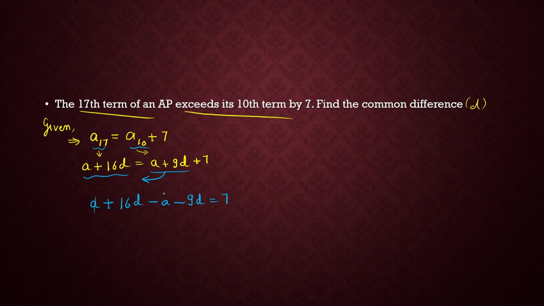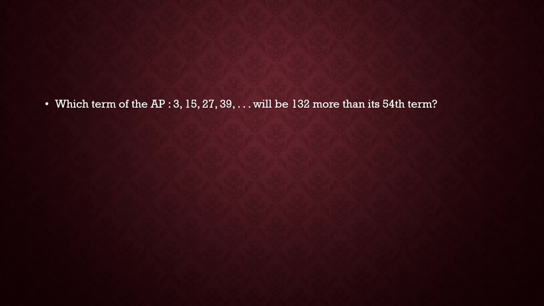Now A minus A becomes 0. Now 16 minus 9 is 7D is equal to 7. So hence the value of D becomes equal to 1. So that's it. It's a very straightforward, simple question. Now let's move on to the next question.